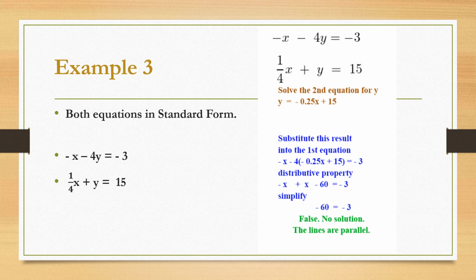Look at the blue work. You see negative x minus 4, then I use parentheses where I substituted the value of y. After that, again, it equals negative 3. You will have one equation and one variable, x, to work out. The result is negative 60 equals negative 3. This is false. Whenever you have a statement that is false, there is no solution. There is no solution when the lines are parallel.